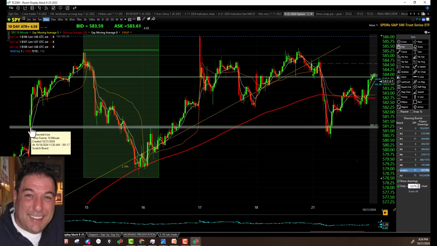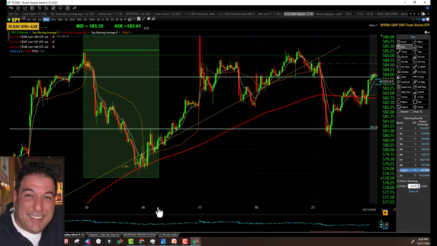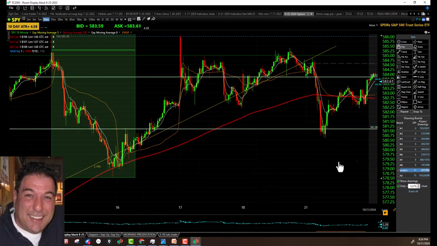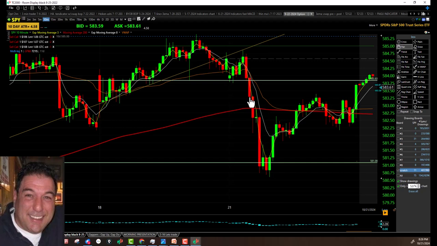See where we gap up right there? Come back down. Come back down here. Come back up here. You see what the market's showing us? This is the important number. So that's going to be my target right there, this 581.15, 581.10 area. So I pick this as my short.